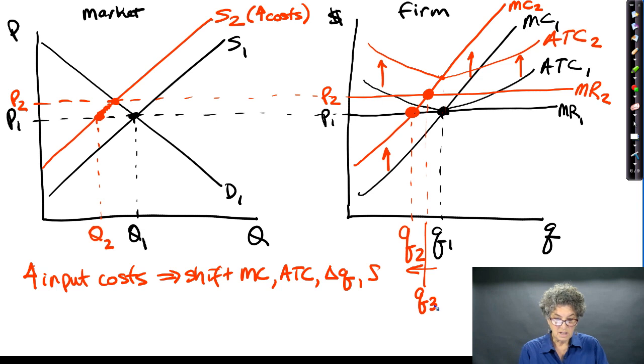That's also what we see on the left, in the market graph, that the market is going to settle at a quantity Q3 that's in between the original market quantity Q1 and the second market quantity Q2. Cool. Everything's good.